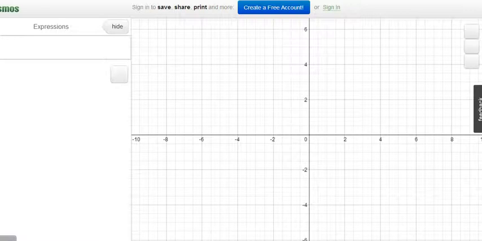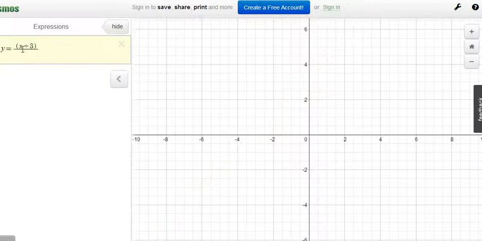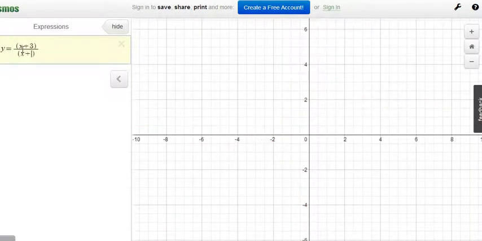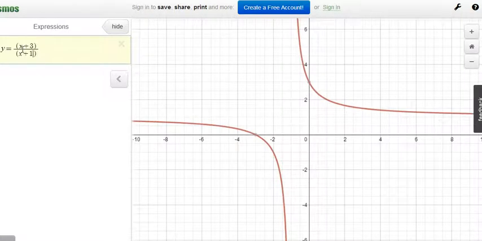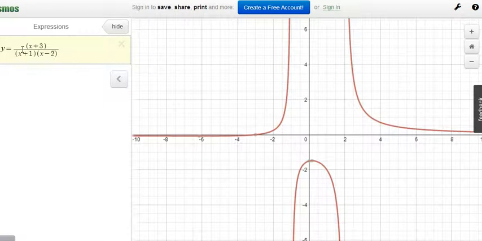Here we go. Y equals... suppose this goes down. What was it? X plus 1, x minus 2? Okay, so we get a nice graph there. We can also see intercepts and stuff, and we can get coordinates of those.